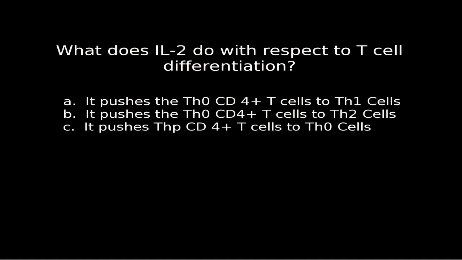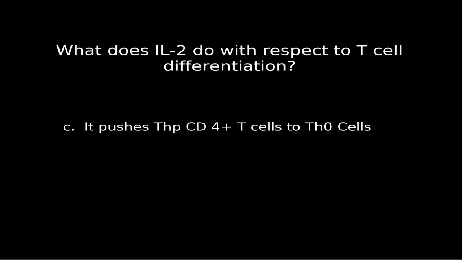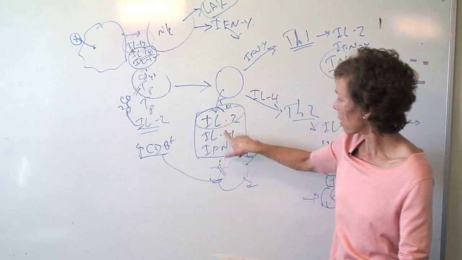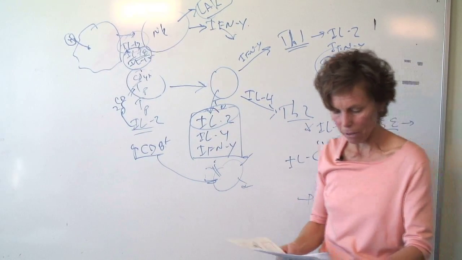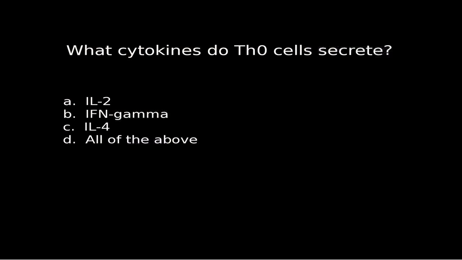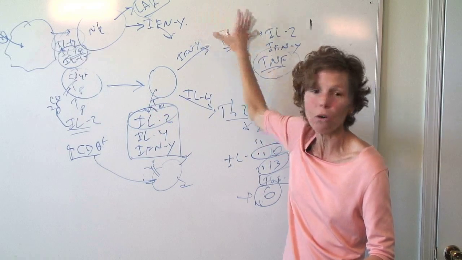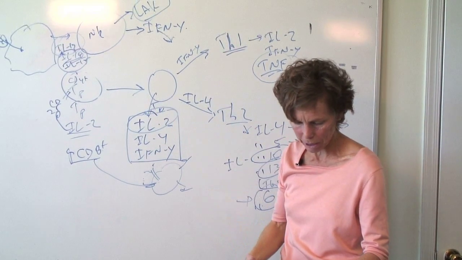Number 4 is, what does IL-2 do with respect to T cell differentiation? And that is C, it pushes the Th0 cell here to basically start into the Th0 cell. Number 5 is, what cytokines do Th0 cells secrete? Again, it's all of them. It's IL-2, IL-4, and interferon gamma. From this stage, you can go either way. You can go to Th1 or you can go to Th2.